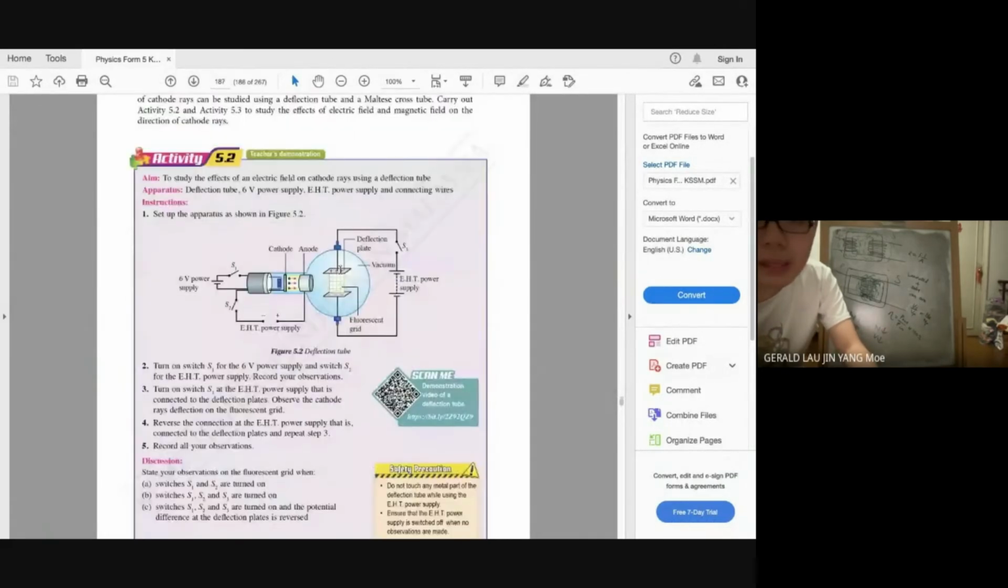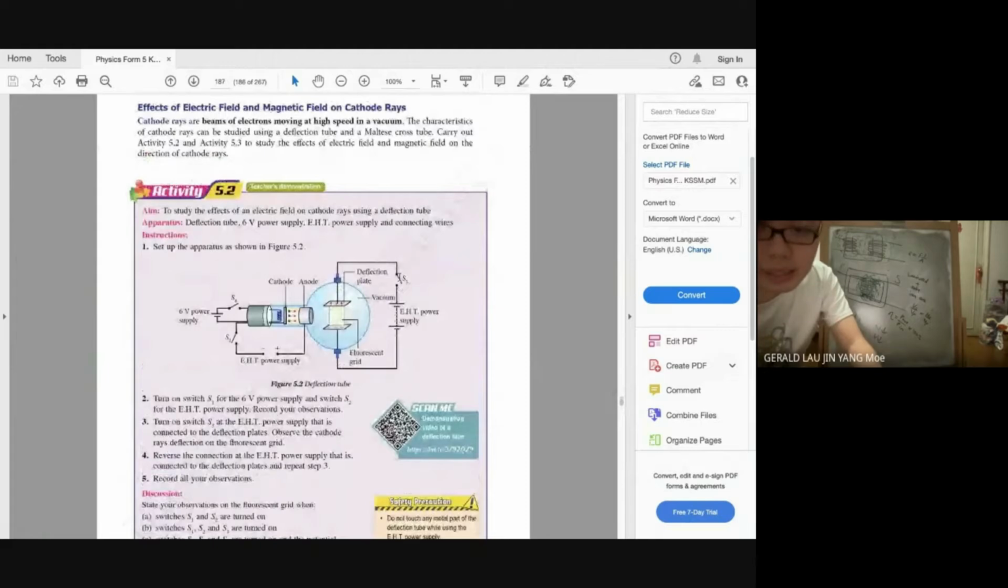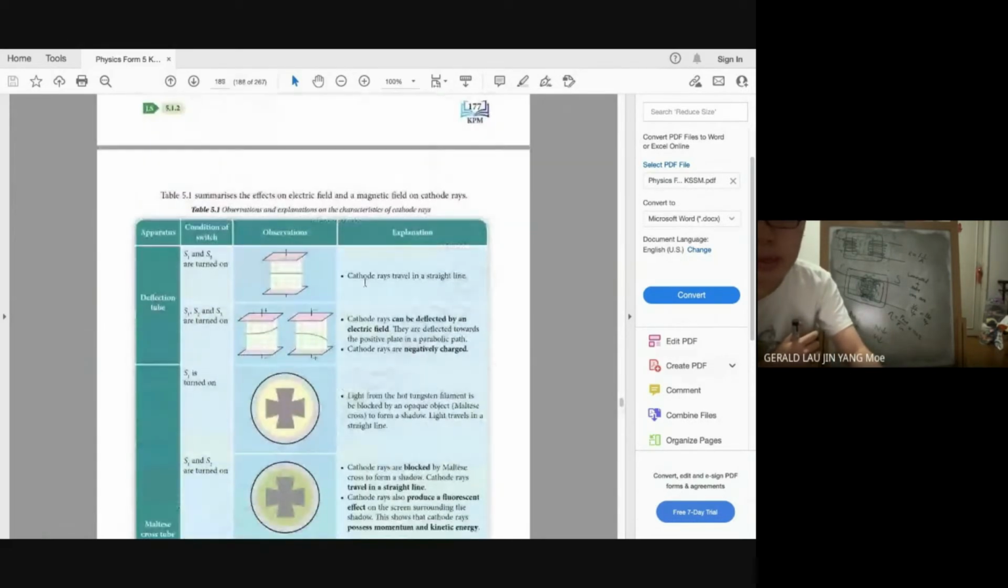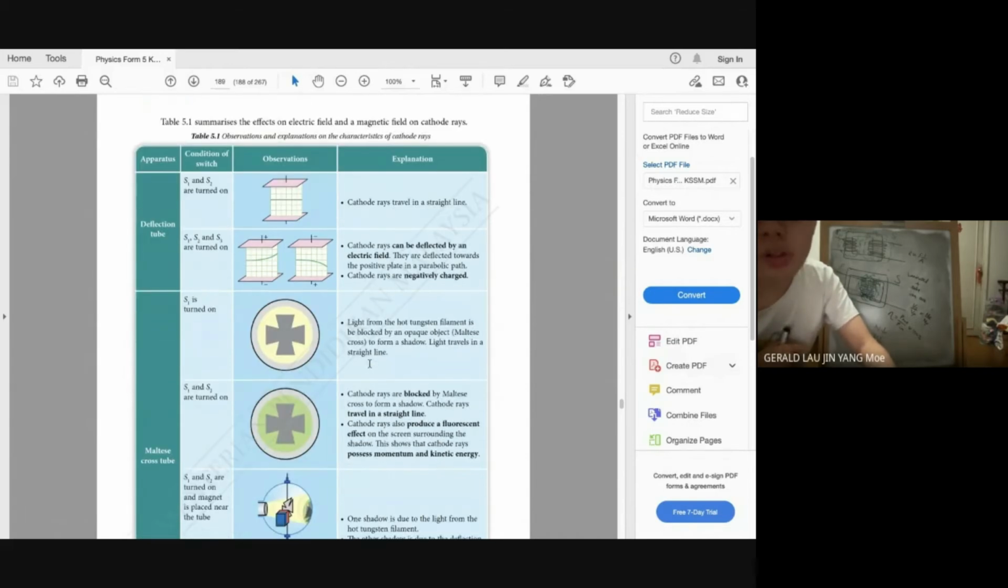But if I turn on S3, this S3 is to complete the circuit for this tube. That means the above plate is positive, the below one is negative. So the beam will go up to the positive plate because electrons are negatively charged, so they are attracted to the positive one. Cathode rays can be deflected by an electric field. They are deflected towards the positive plate in a parabolic path. Cathode rays are negatively charged because they consist of electrons.